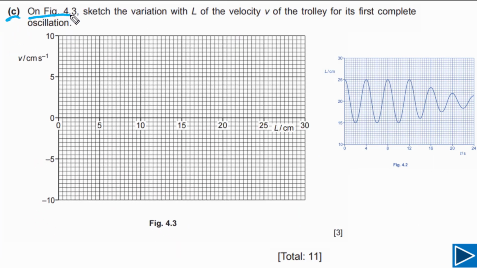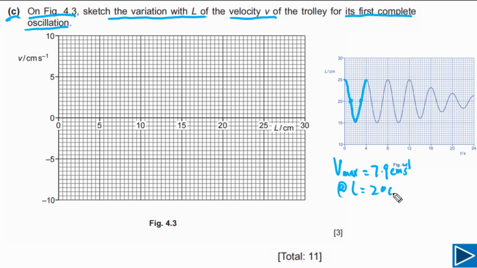For part C on figure 4.3, we need to sketch the variation with L of the velocity V of the trolley for its first complete oscillation. So this one is the first complete oscillation. You can see from here, the speed of the trolley is maximum at equilibrium, and at this point the speed of the trolley is also maximum. So simply we can say V is maximum, and the maximum value of V we have already calculated, that was equal to 7.9 centimeters per second, and this is maximum at L is equal to 20 centimeters.